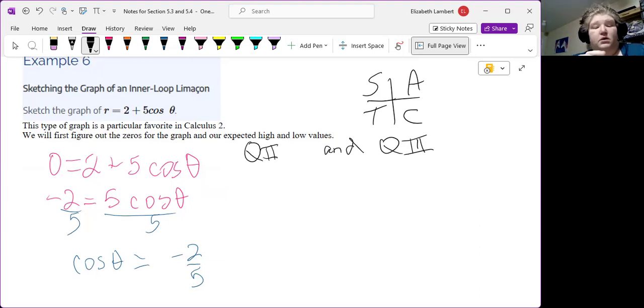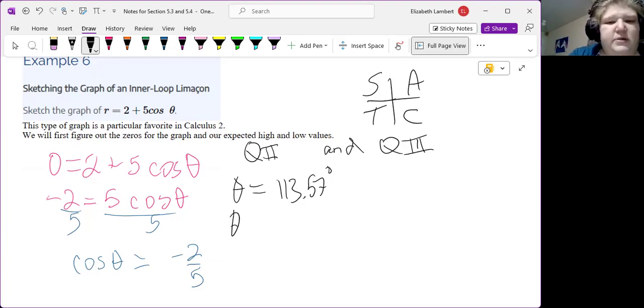Okay. So, calculator. Let me start with degrees. So we're doing the inverse cosine of negative 2/5. In degrees, this is about 113.57 degrees. Now I'm going to flip it to radians. Go back to the thing I just typed, and this tells me it is about 1.98 radians.